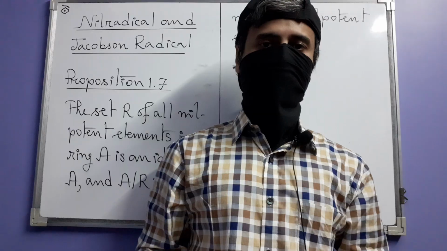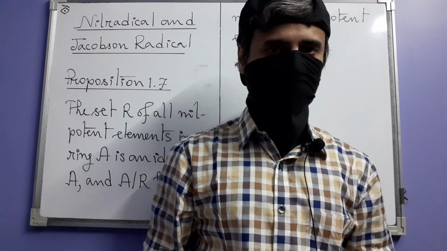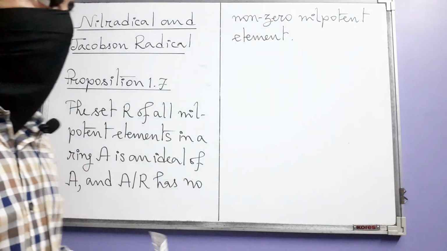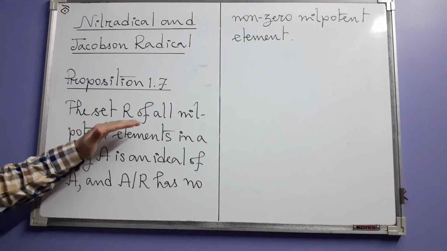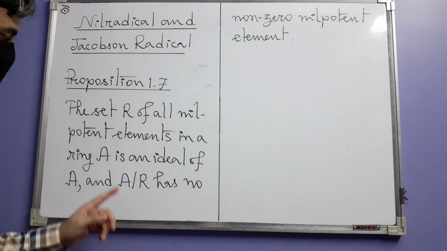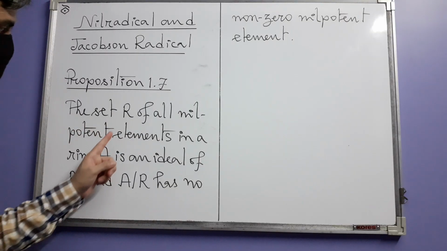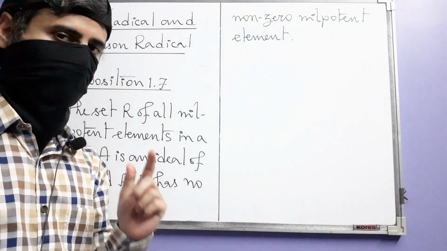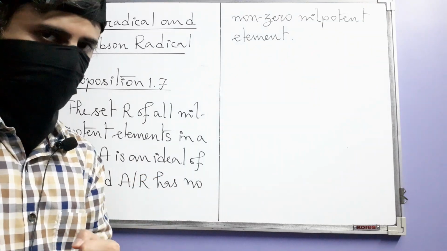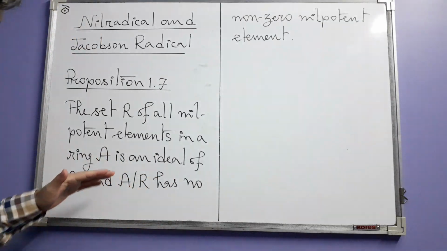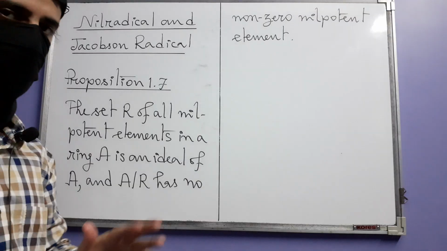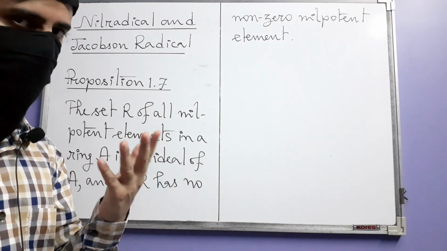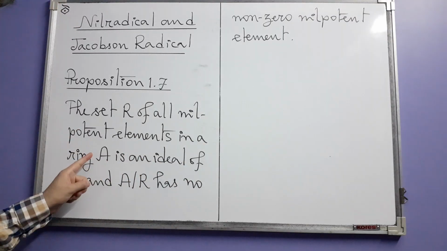Next, we consider the nilradical and Jacobson radical of a ring. So we start with this proposition. There is a ring A in which we consider the set R of all nilpotent elements, and the claim is that it's an ideal. The set of all nilpotent elements is itself an ideal of A.